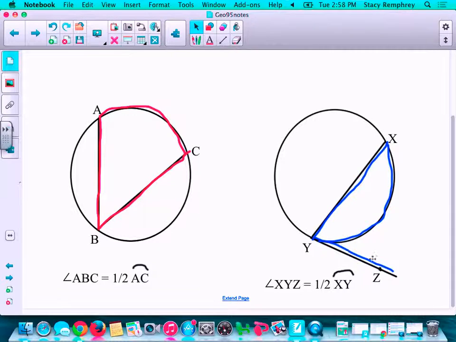But if you kind of think of it as an alligator mouth, what part of the circle is it eating? So the arc that's cut off by the tangent and the chord will basically be cut off by the endpoints of the chord and at the point of tangency.